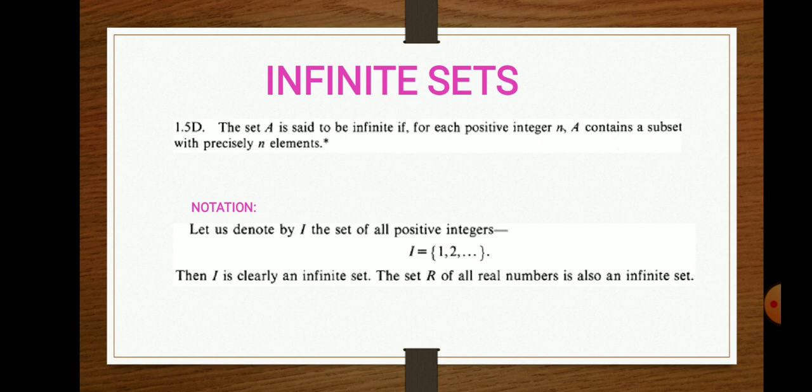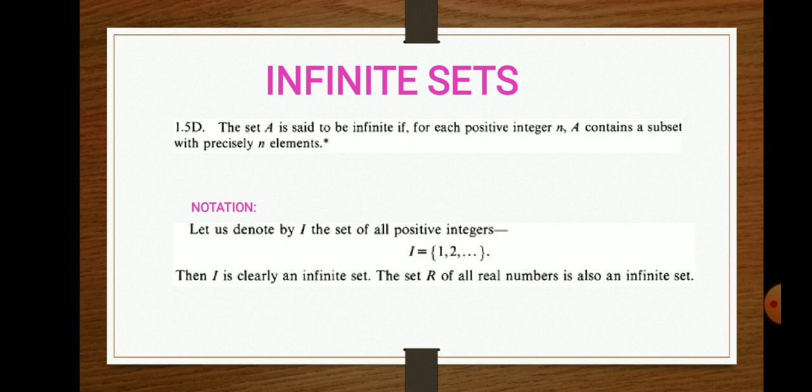Next definition is an infinite set. The set A is said to be infinite if for each positive integer n, A contains a subset with precisely n elements. For any n given, we can find a subset from the given set A. Then the set A is said to be infinite.